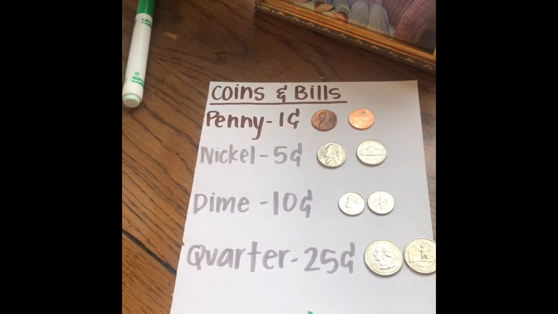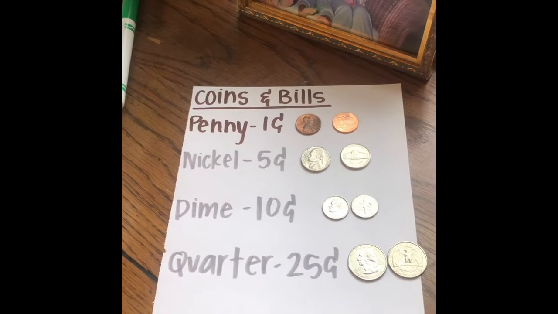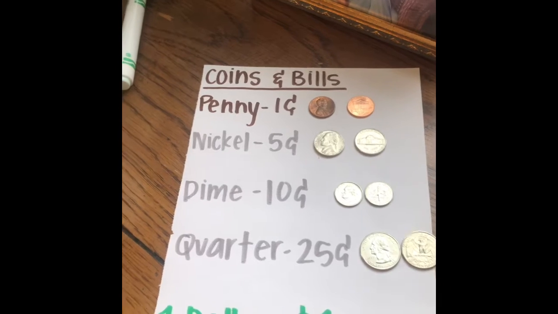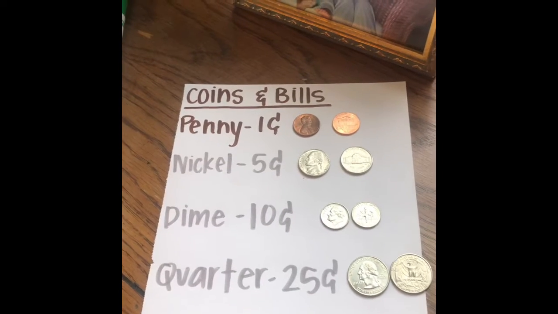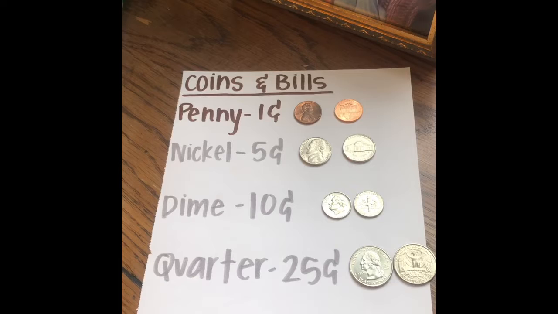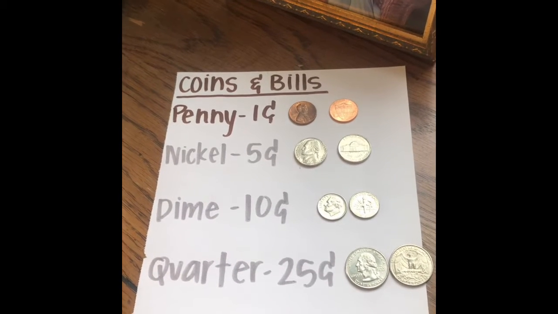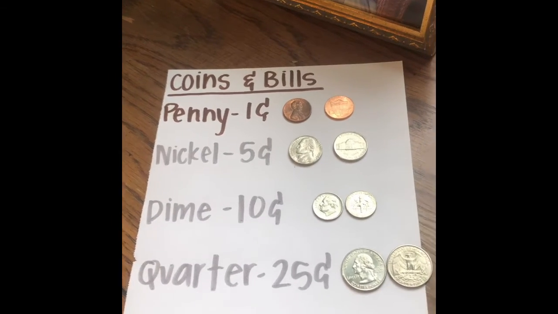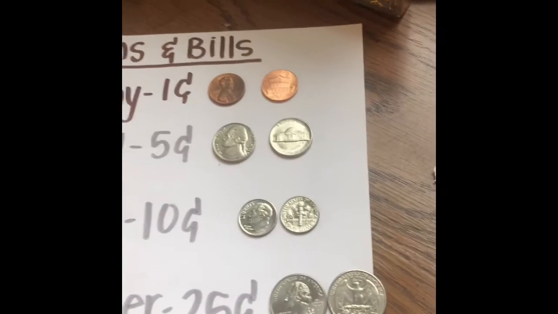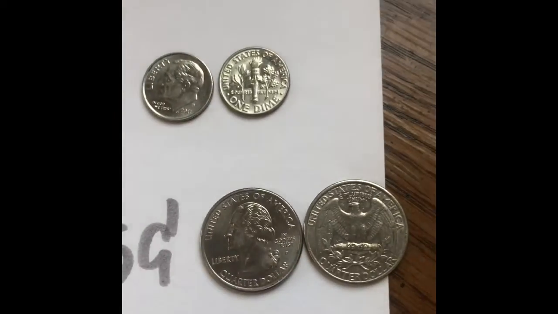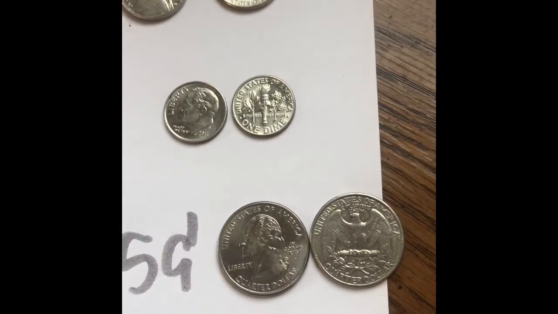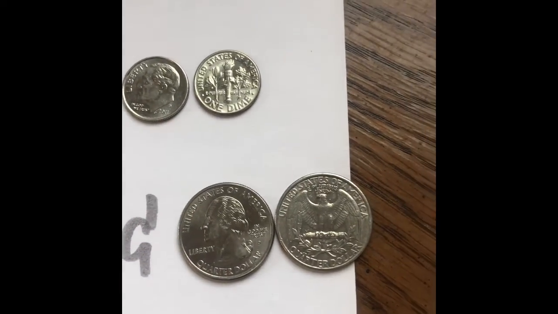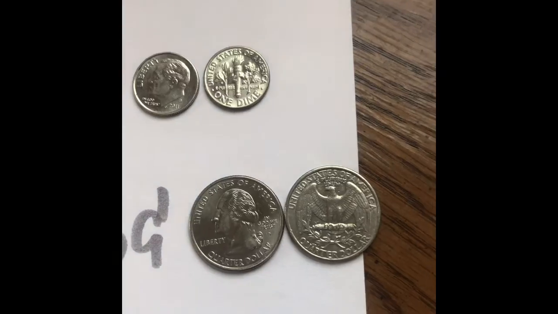Quarter, that is our greatest value amongst our common coins. So 25 cents is what our quarter is worth. So 25 times more than our penny, 5 times more than our nickel, and it doesn't go evenly with our dime, but it's worth 2.5 dimes basically. Our quarter has George Washington on the front or on the head, big white wig. He doesn't have a collar. He has an exposed neck. And then on the back, we've got a bald eagle.